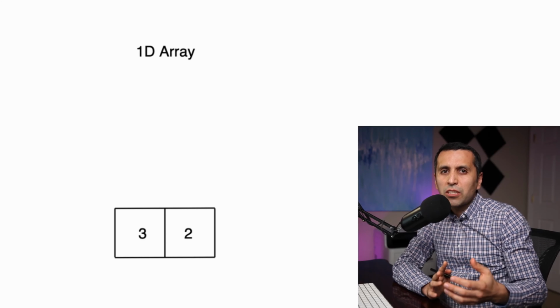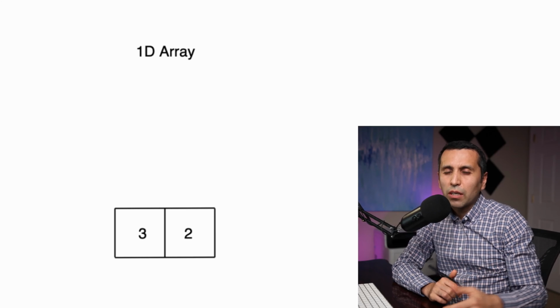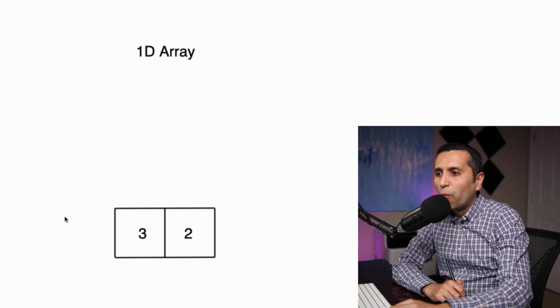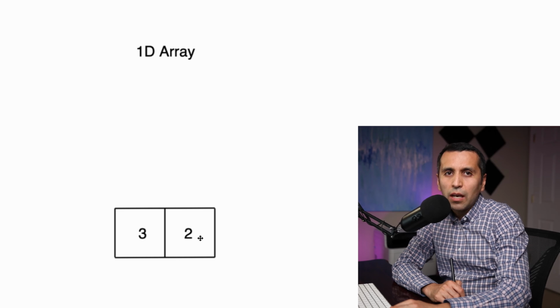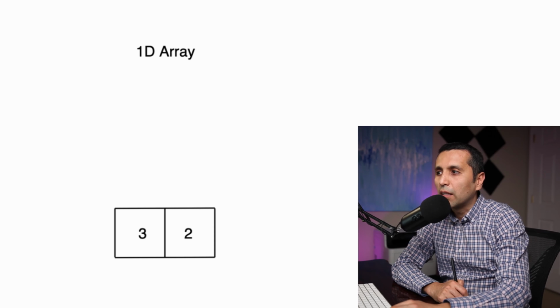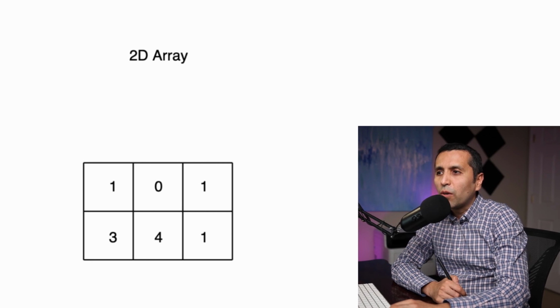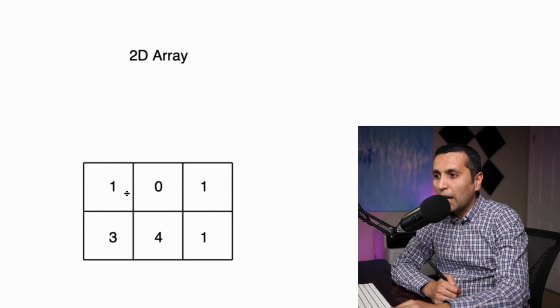A one-dimension array is almost like a tuple or a list. We have only one line of data. So right now we have a 3 and 2, only two data items over here. I can have a couple more as well. So that is one-dimensional. What about two-dimensional? So right now I have a two-dimensional array.